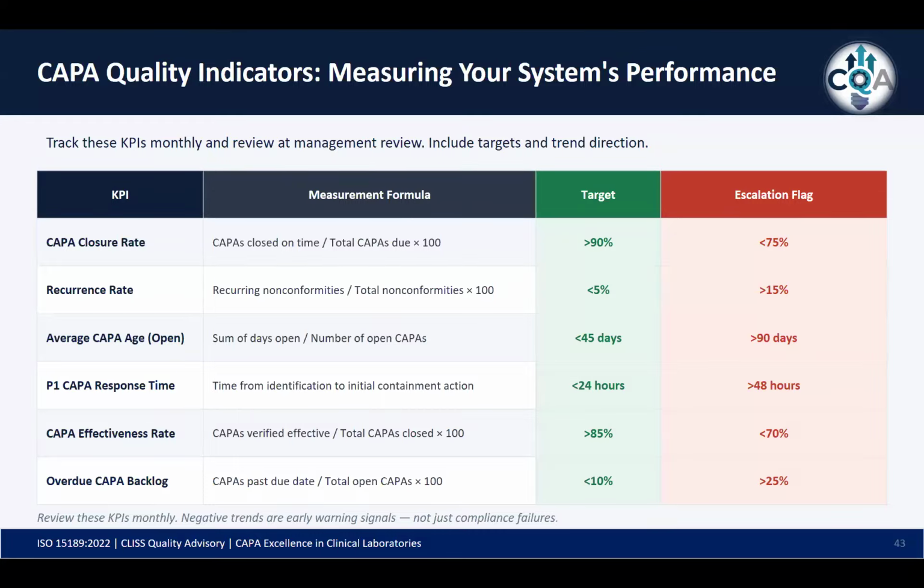And then average CAPA age at any given time, less than 45 days is okay. But if you're dealing with average CAPAs of more than 90 days, it means you are sitting on the job, you are not closing your non-conformities in time. So your system is not responsive. And then overdue backlog, less than 10% is good, and greater than 25% is an escalation flag. So these are just indicators that we are suggesting to you for consideration with your team.